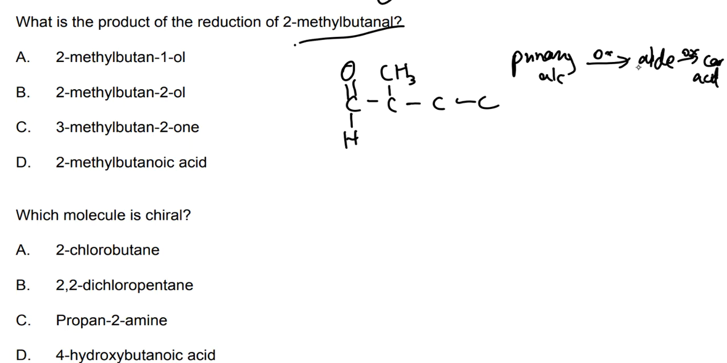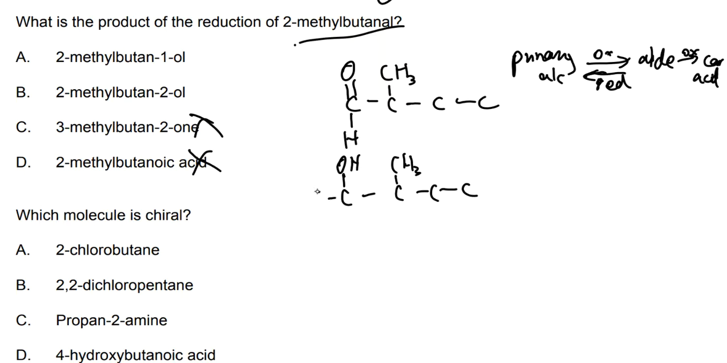So if you reduce, which is the opposite of oxidation, for an aldehyde, we go backwards. So we're going to have a primary alcohol. So if we can eliminate these options, then we can draw out the other two alcohols. It's going to be like this. Butan-1-ol. That seems to be the correct answer, because the first option is indeed a primary alcohol. So A is the correct answer.